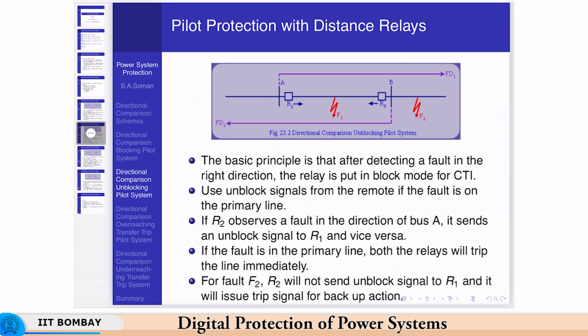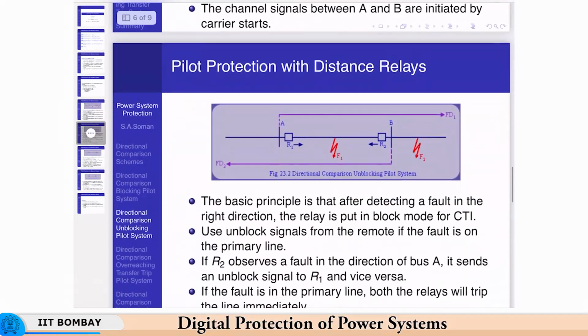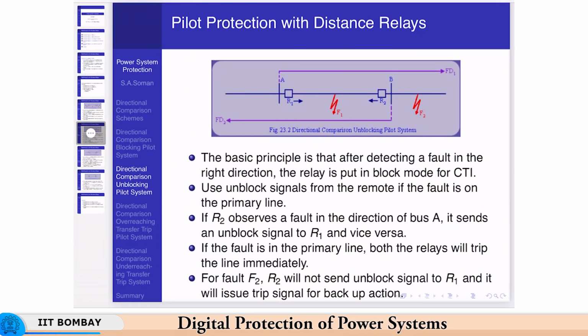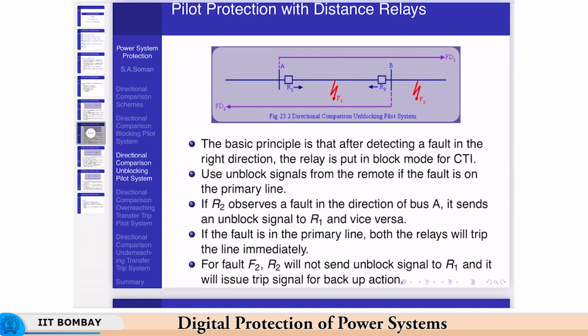On the other hand, the next scheme is the directional comparison unblocking scheme. Here there is no carrier start, unlike the earlier scheme. Here there are no carrier start elements. The FD1 and FD2 elements are the same, but S1 and S2 are not present. Okay. So here what happens is, the carrier channel is not continuously required. What happens is that it is assumed that all the faults will be in zone 2. So what will happen is, the relays are kept in the block state.